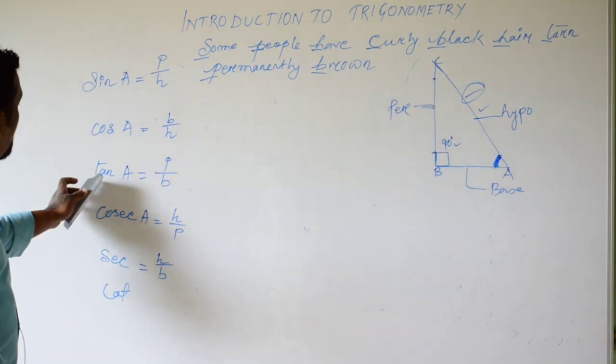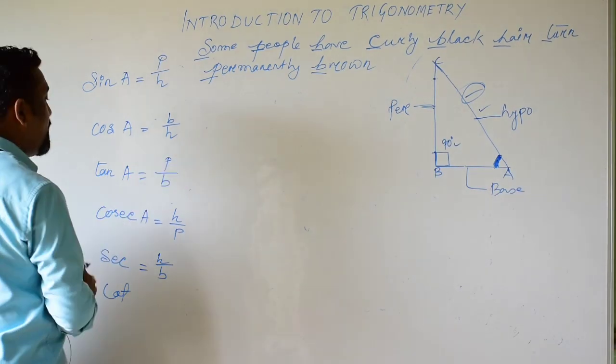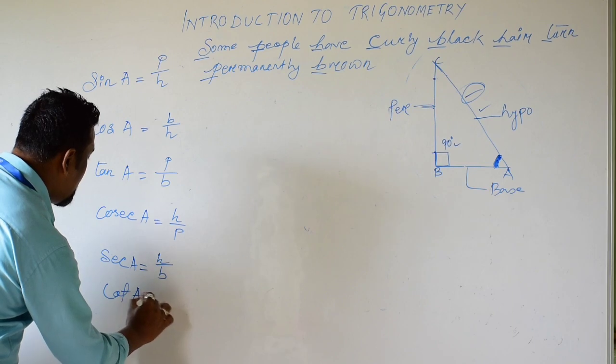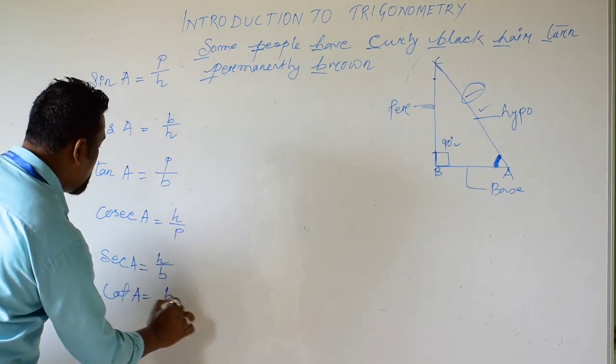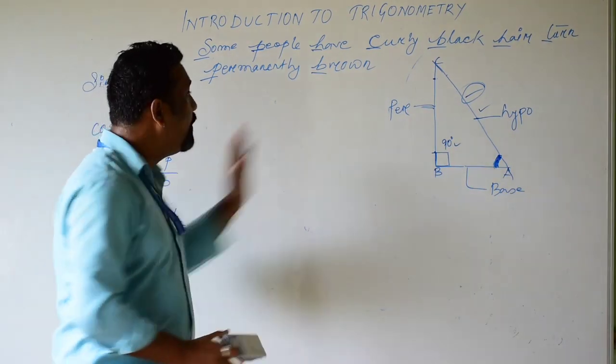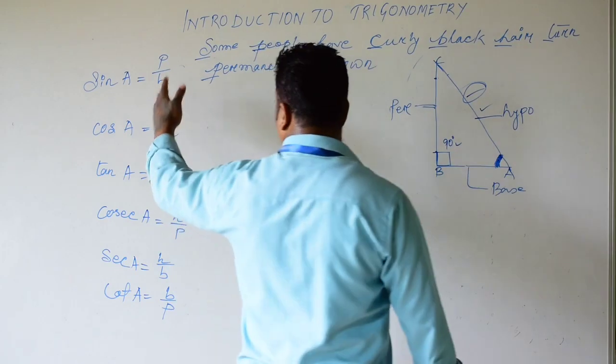And tan is the reciprocal of cot. So tan A we are writing as perpendicular by base, so we can write down cot A is equal to base by perpendicular. So these are the 6 trigonometric functions, and how they are related with the right triangle. So this is the process.